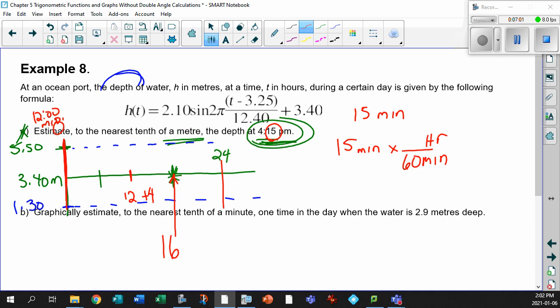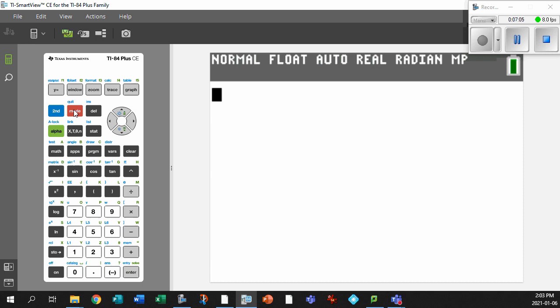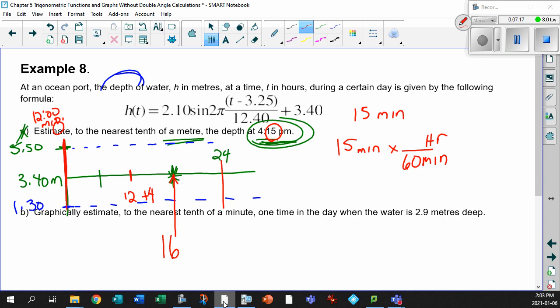So if you divide 15 by 60, go to your calculator here. Let's do a quick calculation. 15 divided by 60 works out to be, just like we said before, a quarter of an hour, 0.25 of an hour. So this in fact is going to be 16.25. That's the time that you'll have to put into the calculator. But remember, this is 16.25 on this x-axis.